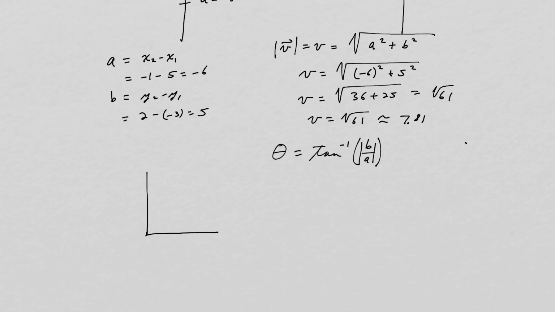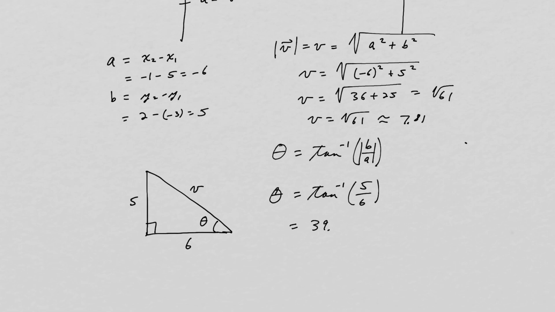And since it's a right triangle with lengths, then I no longer have to worry about the signs, right? So this length was 5. This length, the component was negative 6, but the length is actually just 6. And then I can find V and then the angle here. So the angle is going to be inverse tan of opposite over adjacent. And if you work that out, it's 39.8 degrees.